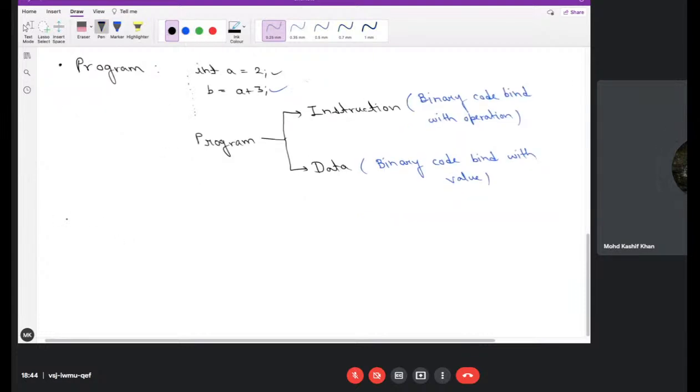So now write the next keyword. The next keyword is instruction. First, write this complete diagram about the program, and then write the keyword instruction.